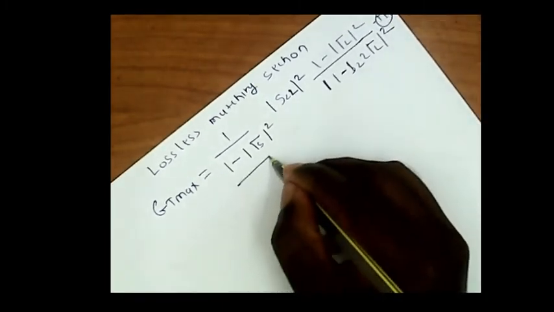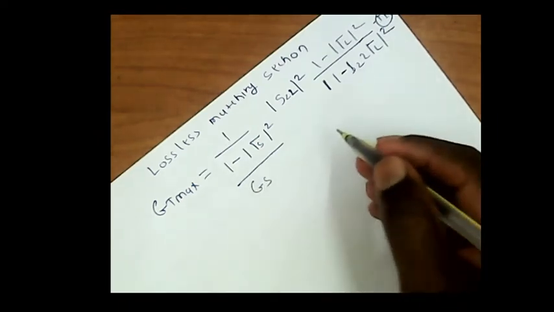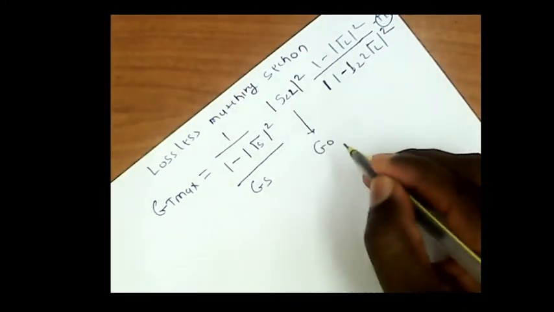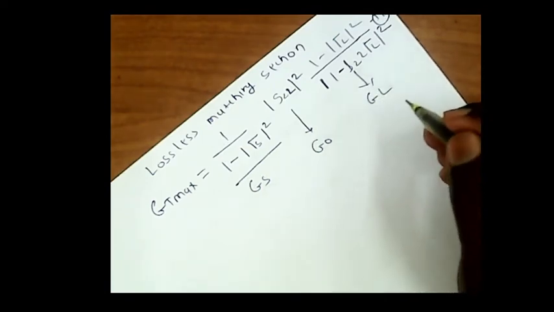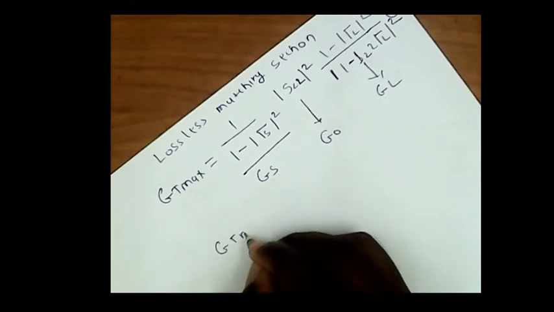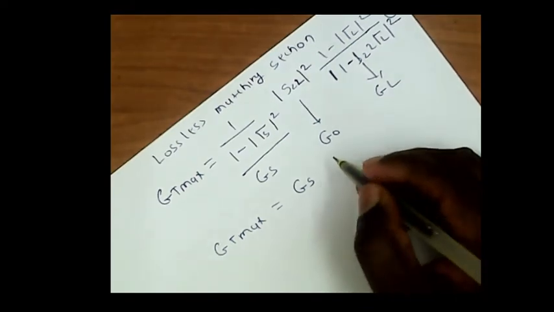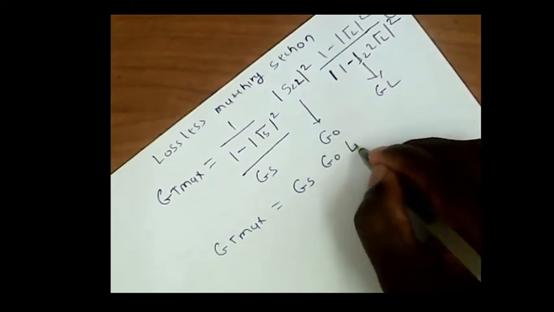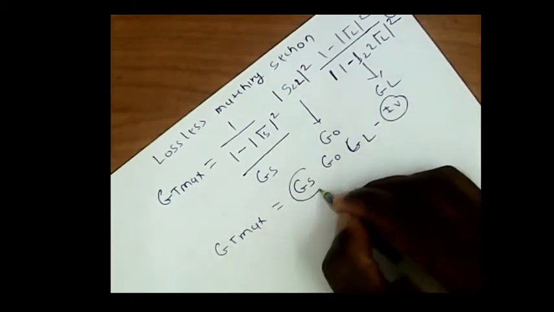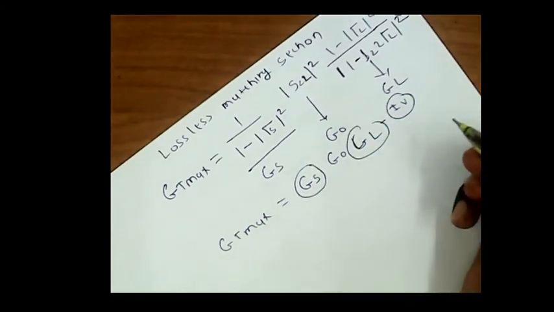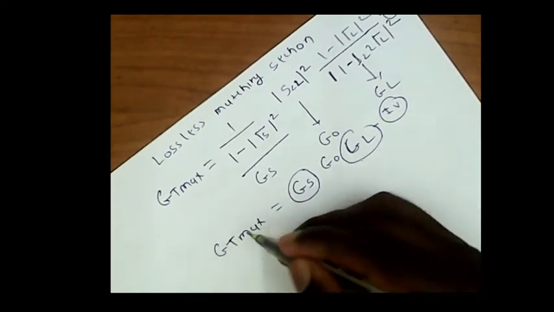So this is the gain of the source matching network, this is the gain of the transistor, and this is the gain of your load network. So GT max is defined in three gains: gain of the source matching section network, gain of the transistor, and gain of the load. So this is equation number 4. These two parameters are in the designer's hand, so we can adjust two parameters and maximize the gain of the transistor.